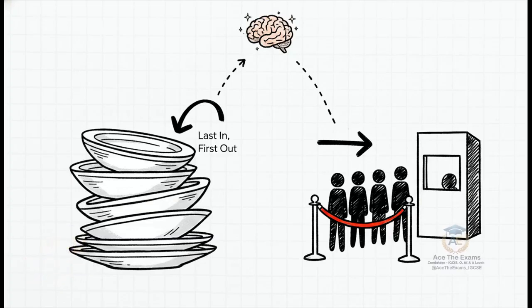Now visualize a long line of people waiting outside a cinema in the freezing rain. The first person who got there is the first one let inside. First in, first out, FIFO for queues. This vivid visual encoding creates immense mental flexibility, allowing you to instantly map these structures onto whatever crazy context the examiner throws at you.